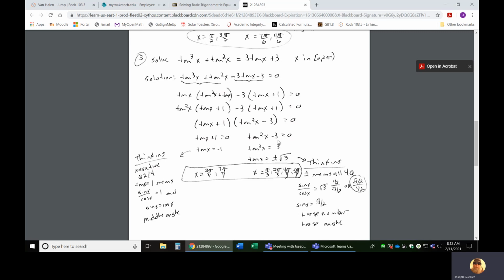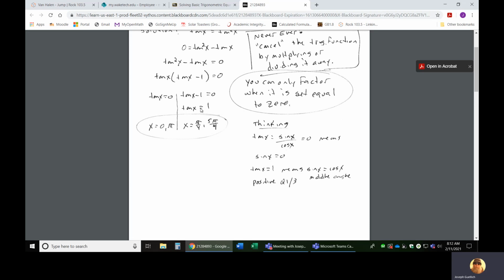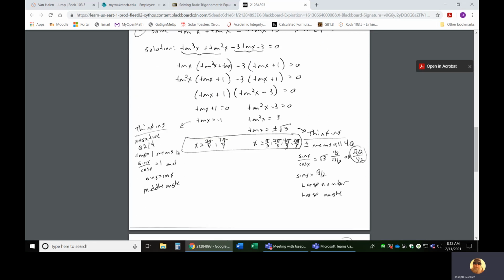Okay, so set each individual factor equal to 0, and we get tangent x is -1, tangent squared is 3. So always do that plus or minus square root. If you just do the plus square root of 3, you've lost 2 answers. That's some points there. All right, so go through my thinking again, just like before. Tangent is the quotient identity, equal to 1, so sine is equal to cosine. This one is negative. We did a positive one earlier, scrolling up right here. But the negative tells us the quadrant, and the 1 tells us the reference angle.